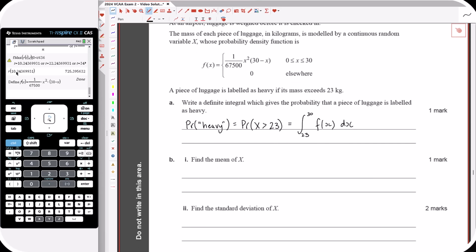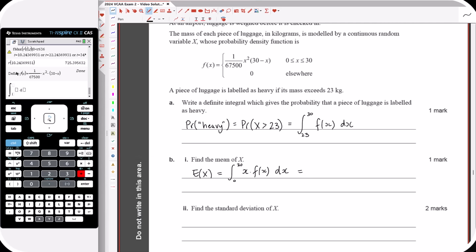Okay, find the mean of x. The expected value of x is going to be the integral over the total domain, 0 to 30, of x times f of x. So shift plus 0 to 30 of x times f of x dx. So that's 18, the 18 kilograms.